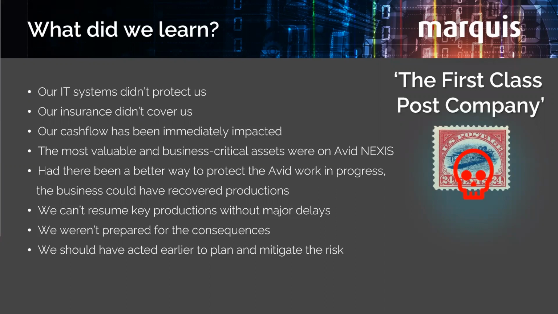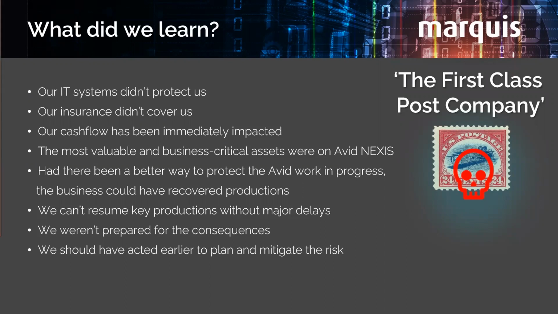And of everything that we're doing in the business, the most business critical asset was the work in progress on the Avid Nexus. It's sort of the sausage in the sausage factory. That's the content that we're producing that our clients pay for. Had there been a better way to protect work in progress, we could have recovered the productions and we wouldn't have suffered the same level of damage. It's clear now, with no mechanism to recover, we can't resume key productions. We've got months of work to recover the situations. We weren't ready for this, and we should have acted earlier to plan and mitigate the risks.